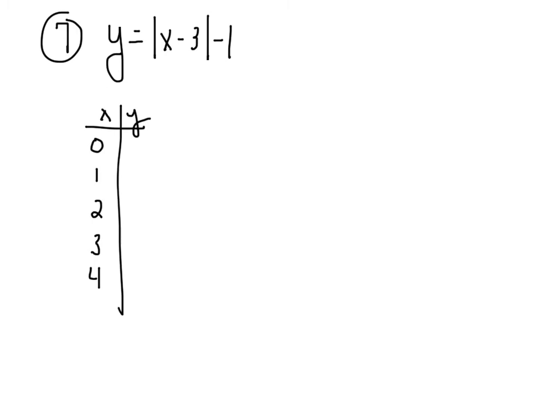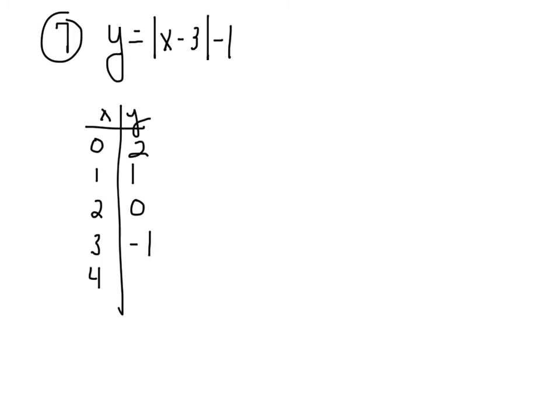If you plug in 0, 0 minus 3 is -3. The absolute value of -3 is +3, minus 1 is +2. I plug in 1. 1 minus 3 is negative 2. The absolute value of negative 2 is positive 2. Minus 1 is 1. You should notice a pattern here. 2 minus 3 is negative 1. The absolute value of negative 1 is positive 1. Minus 1 is 0. But something's going to happen here. 3 minus 3 is 0. 0 minus 1 is negative 1.